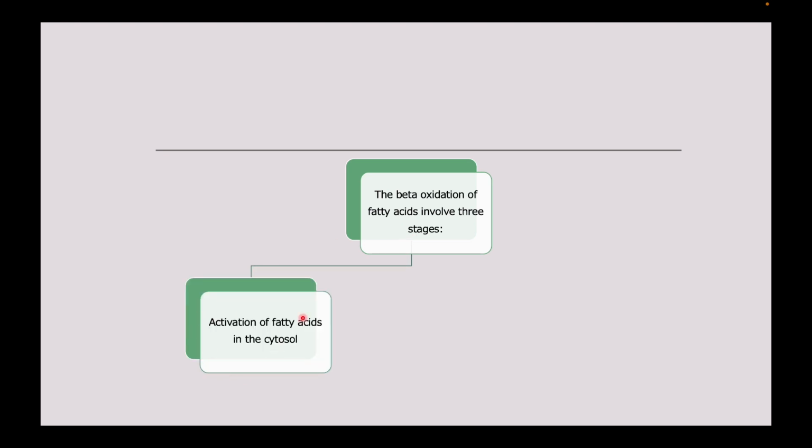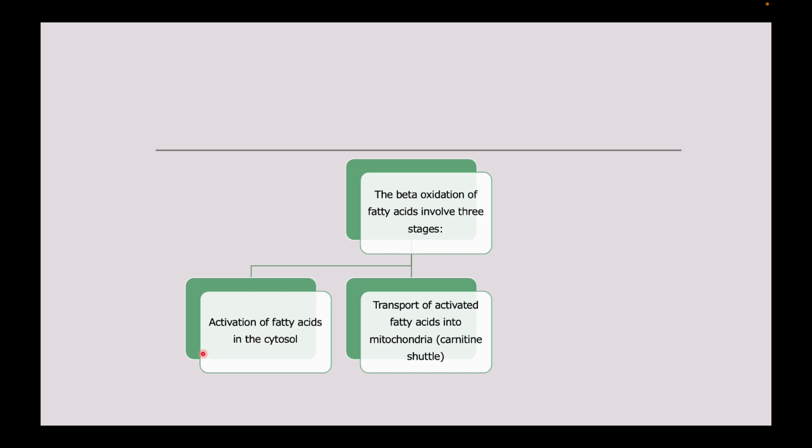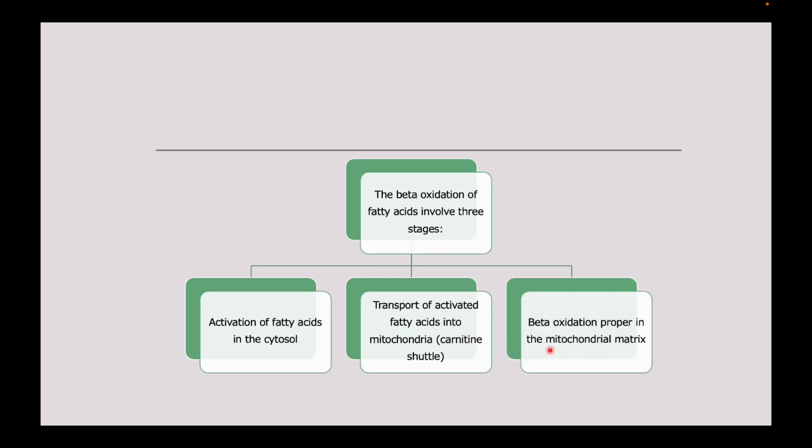Beta oxidation involves three stages. First, because we only have a fatty acid, the fatty acid needs to be activated. I will talk about the activation of fatty acids, which occurs in the cytosol, in detail in the next slides. Then from the cytosol, the activated fatty acid is transported into the mitochondria by a shuttle system called the carnitine shuttle system. Once it is transported to the mitochondria, everything else happens in the mitochondrial matrix because the enzymes are present in the mitochondrial matrix.